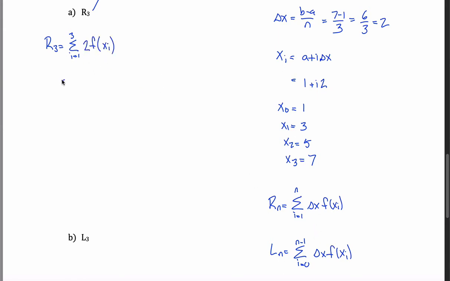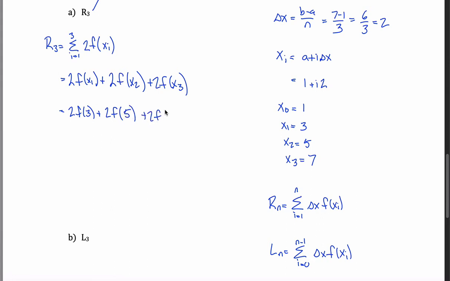And I can list out this sum as, well, let's see, when i is equal to 1, it'd be 2 times f of x1. And then when i is equal to 2, it'd be 2 times f of x2. And then finally, when i is equal to 3, it would be 2 times f of x3. And since you know what x1, x2, and x3 are, they're listed over here. They're 3, 5, and 7. This would be 2 times f of 3, and this would be 2 times f of 5, and this would be 2 times f of 7.